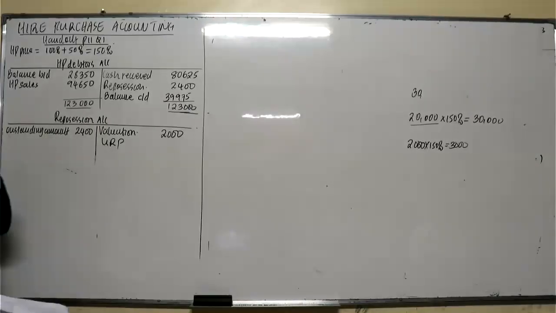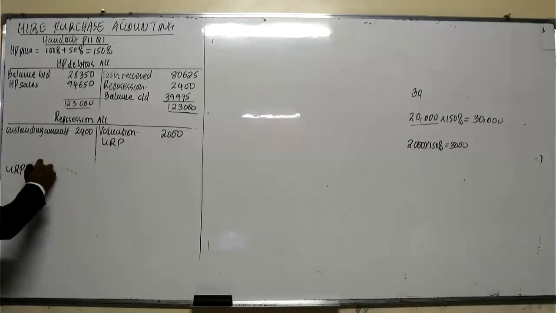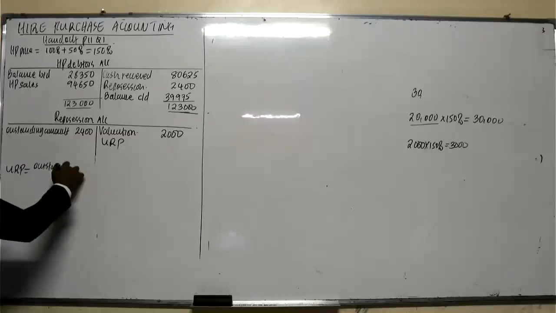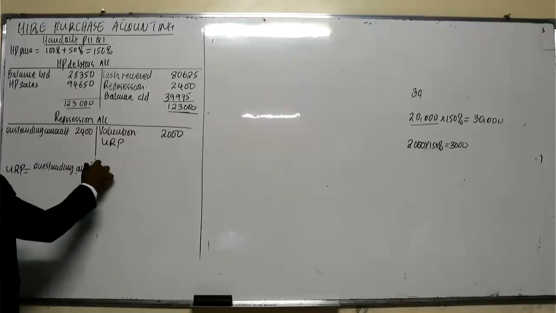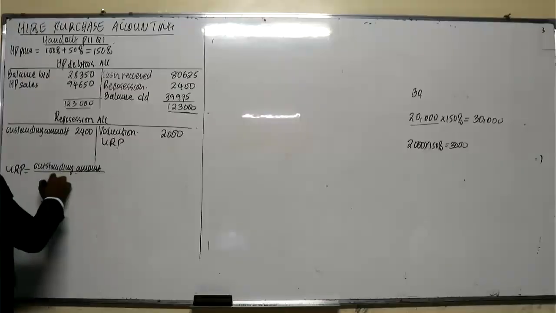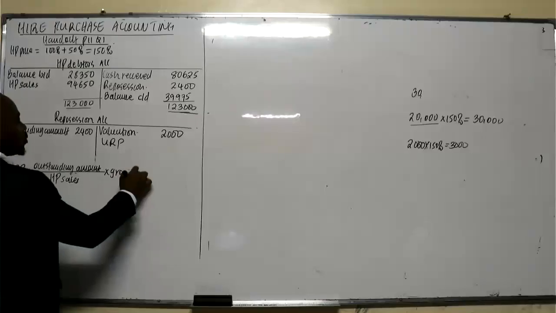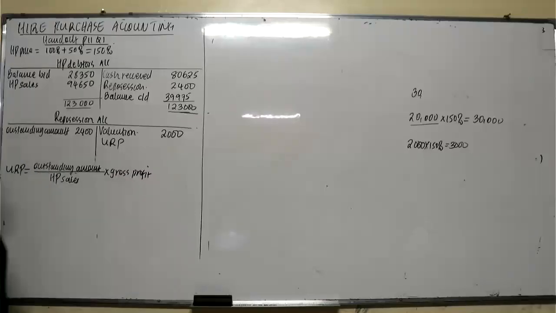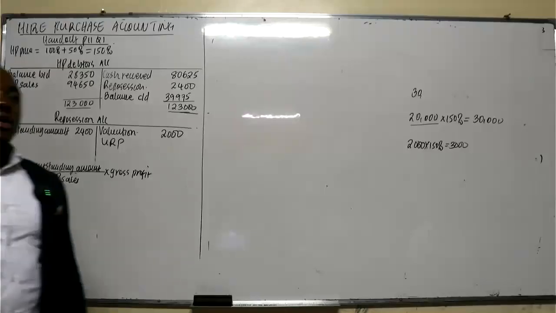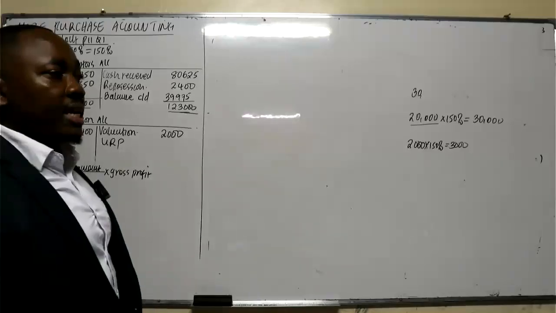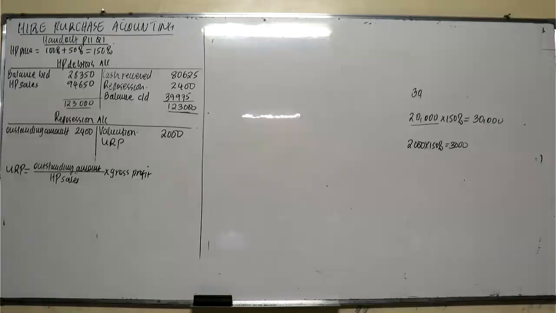And then for repossession, first of all, you have to compute the unrealized profit. And how do you compute the unrealized profit? To get the unrealized profit, you take the outstanding amount, then you divide by the hire purchase sales, then you multiply by the gross profit. I gave you a point to note that for unrealized profit, we compute both for debtors and on repossession. Good.